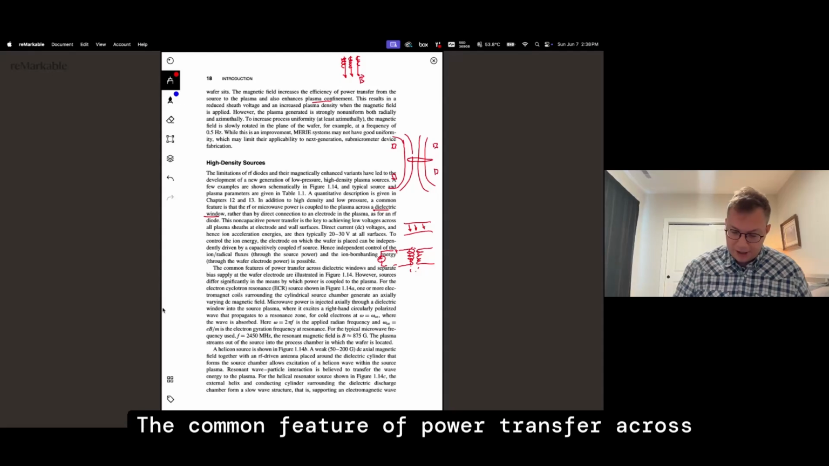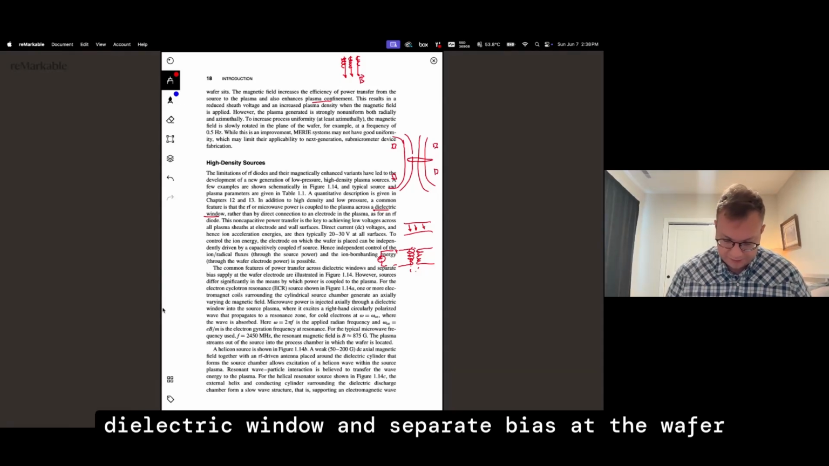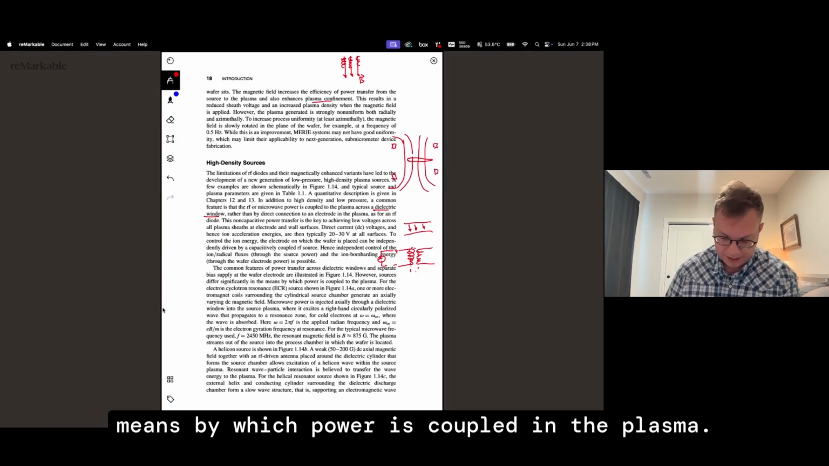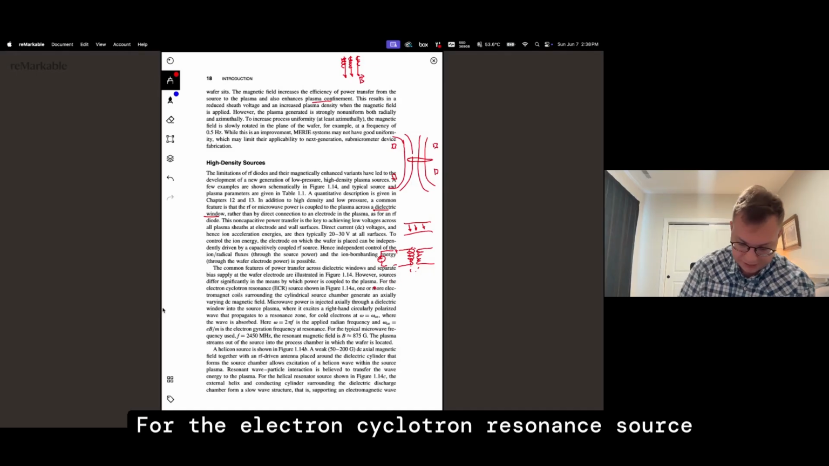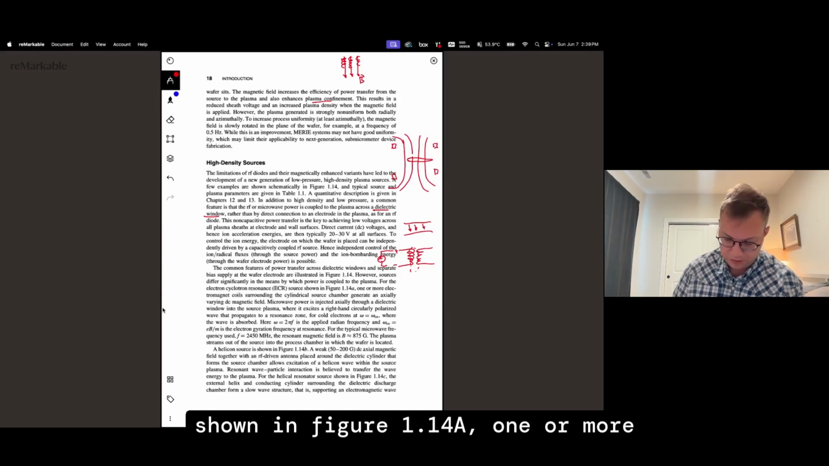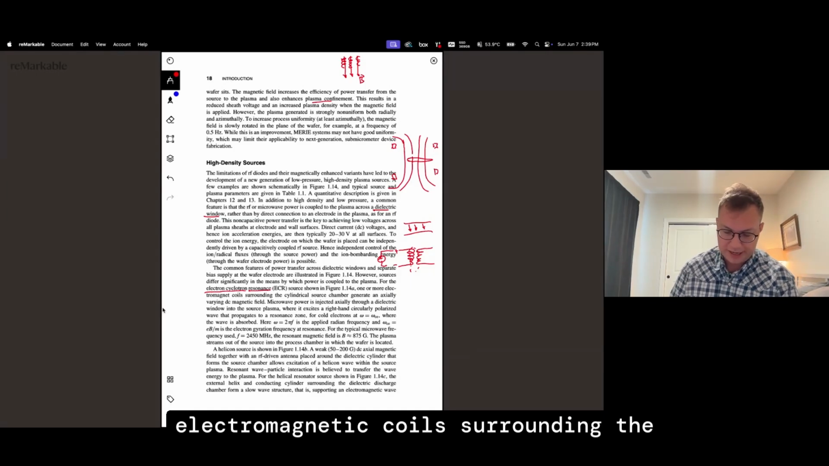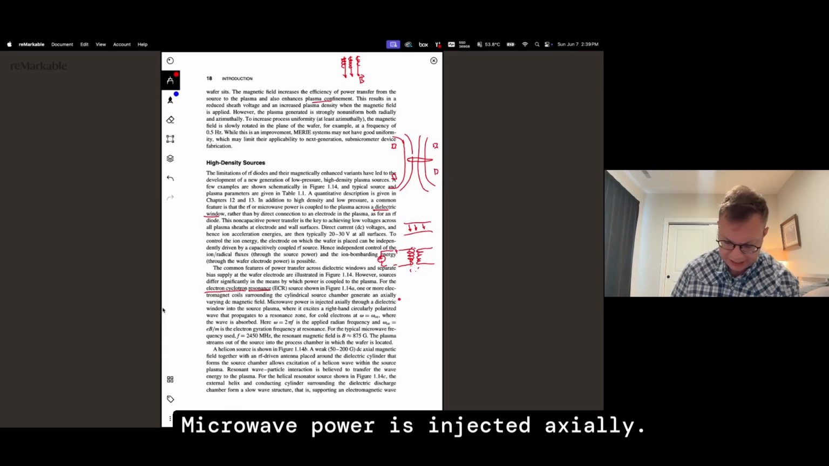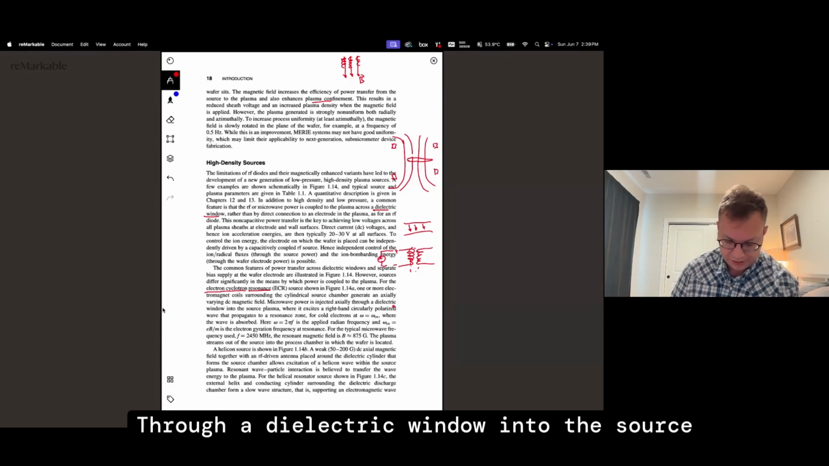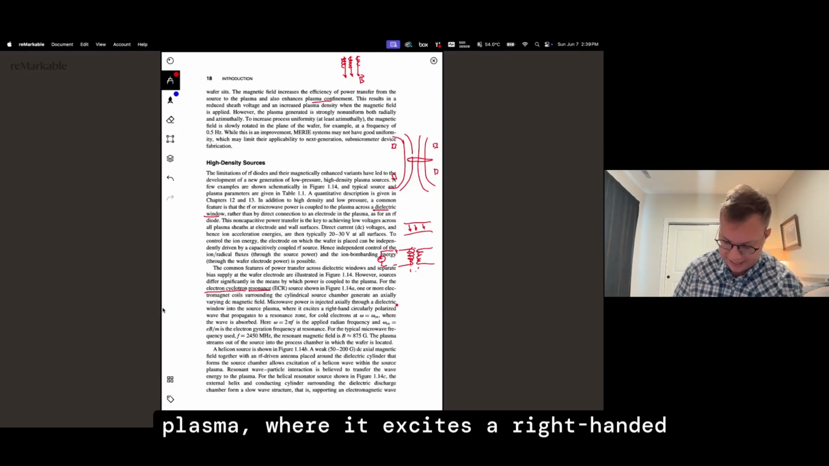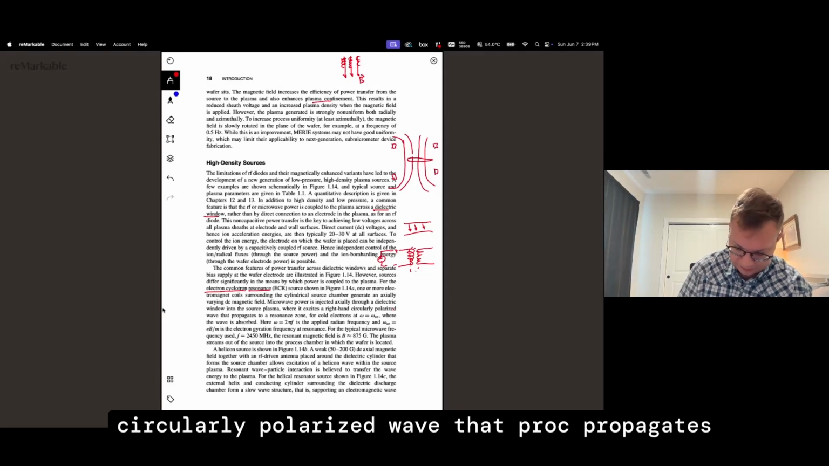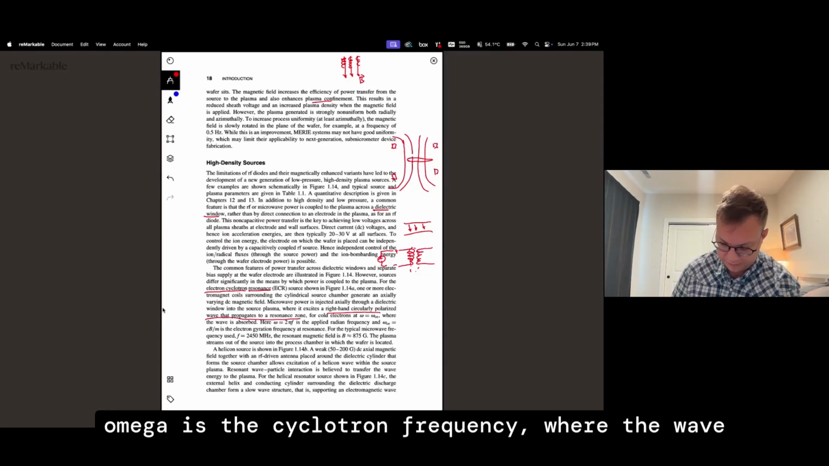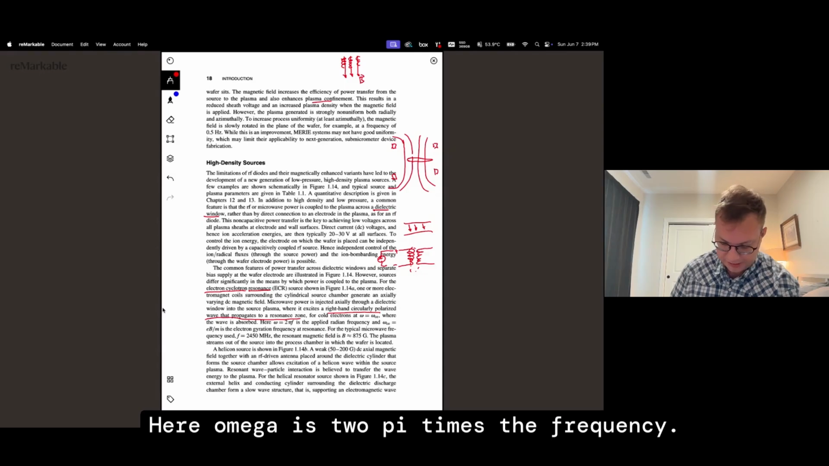The common features of power transfer across a dielectric window and separate bias at the wafer electrode are illustrated in figure 1.1. However, sources differ significantly in the means by which power is coupled to the plasma. For the electron cyclotron resonance source shown in figure 1.14a, one or more electromagnetic coils surrounding the cylindrical source chamber generate an axially varying DC magnetic field. Microwave power is injected axially through a dielectric window into the source plasma, where it excites a right-handed, circularly polarized wave that propagates to a resonance zone for a cold electron, where the wave is absorbed. Here, omega is 2 pi times the frequency.